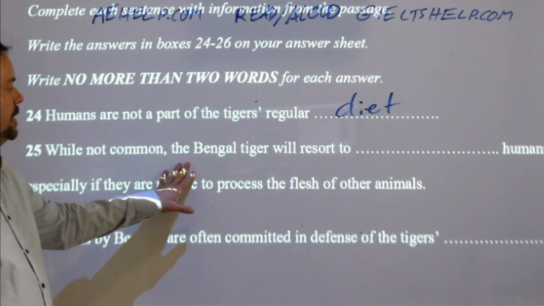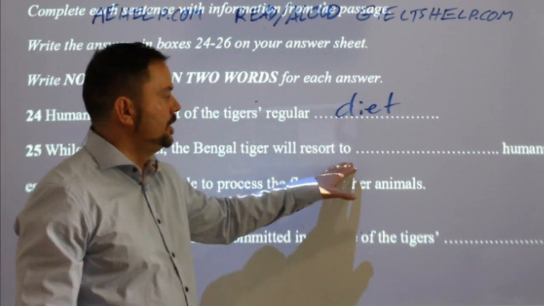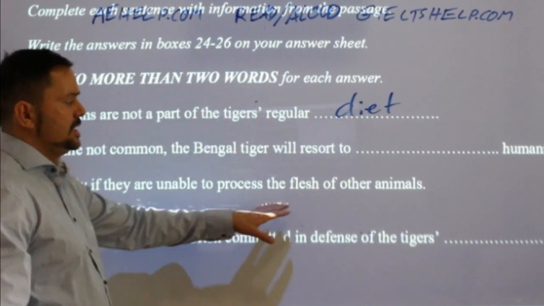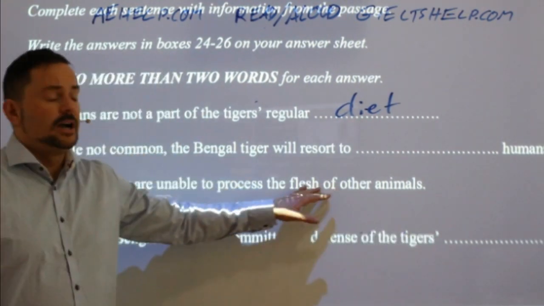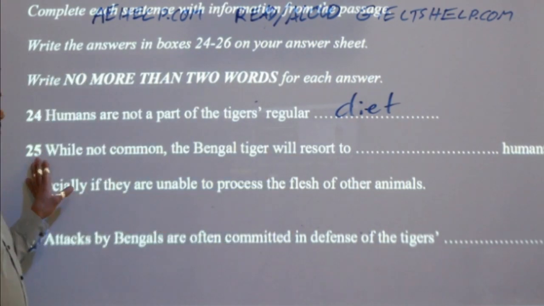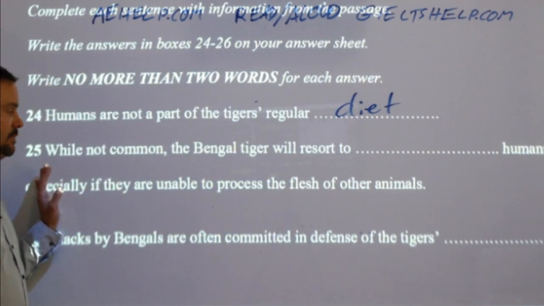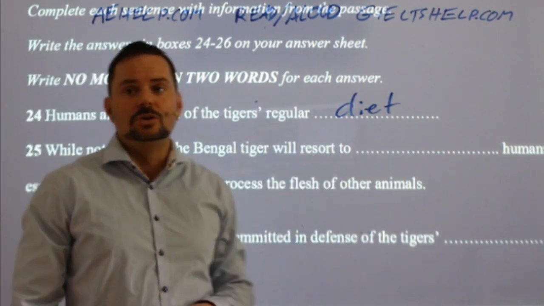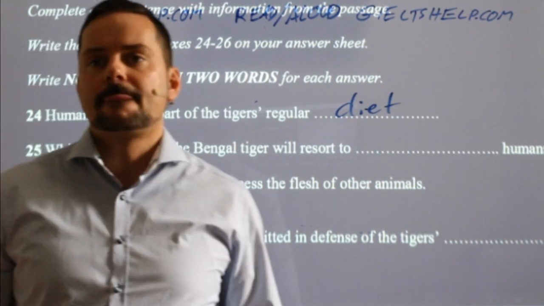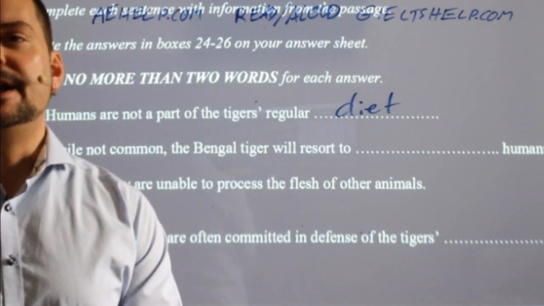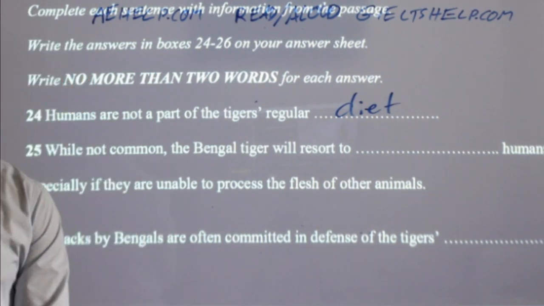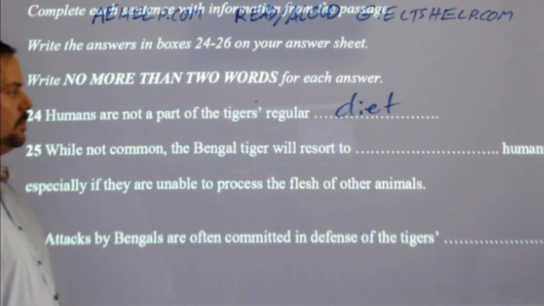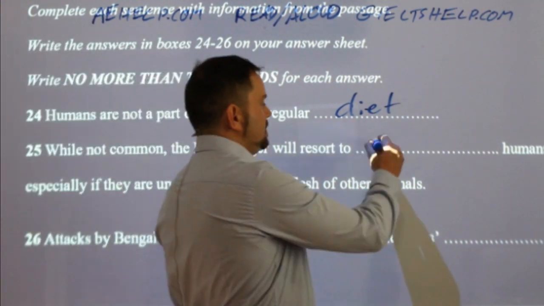While not common, the Bengal tiger will resort to something humans, especially if they're unable to process the flesh of other animals. What is the word that's missing from 25? Again, seems fairly simple. You can be confident here. While not common, the Bengal tiger will resort to what? To hunt humans? To kill humans? Yeah, I don't know, maybe hunt, maybe kill, but one that definitely will work is eating.